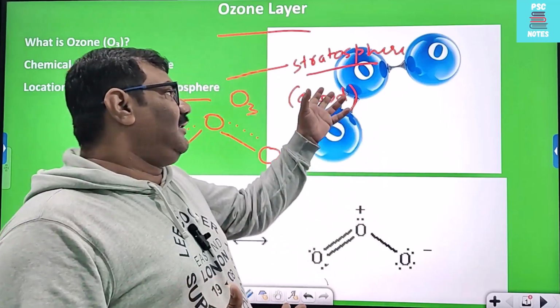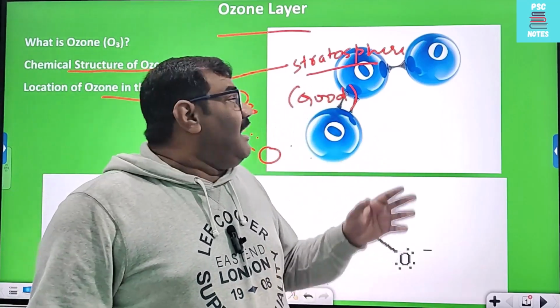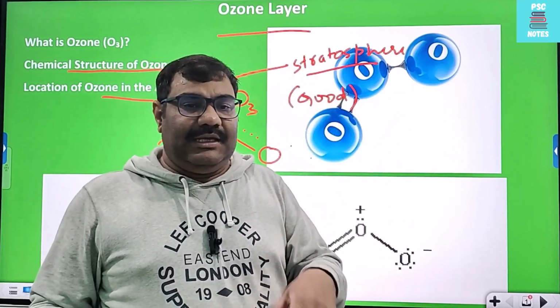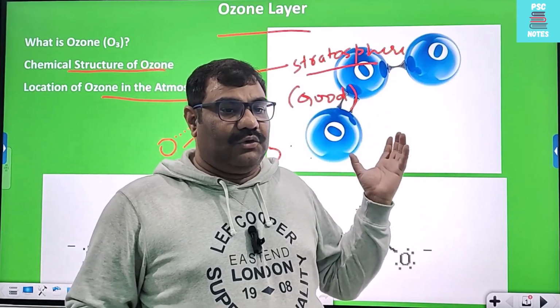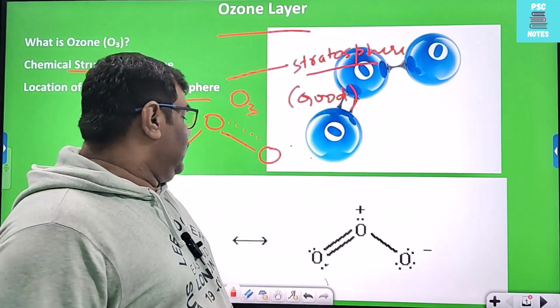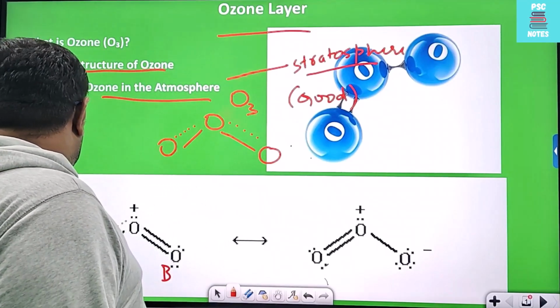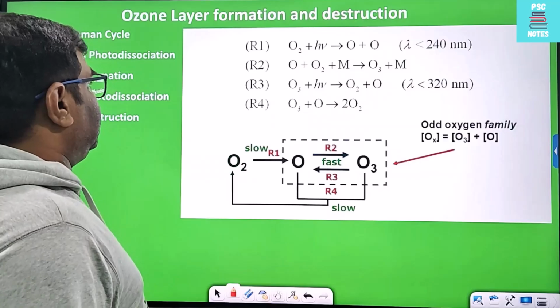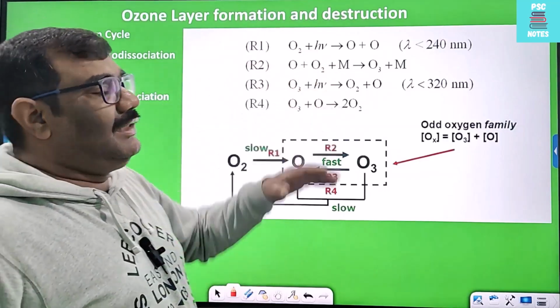वो हमें ultraviolet radiation से बचाती है. While the ozone in the troposphere is a pollutant. It is a pollutant. So now we will see how the ozone layer is formed.